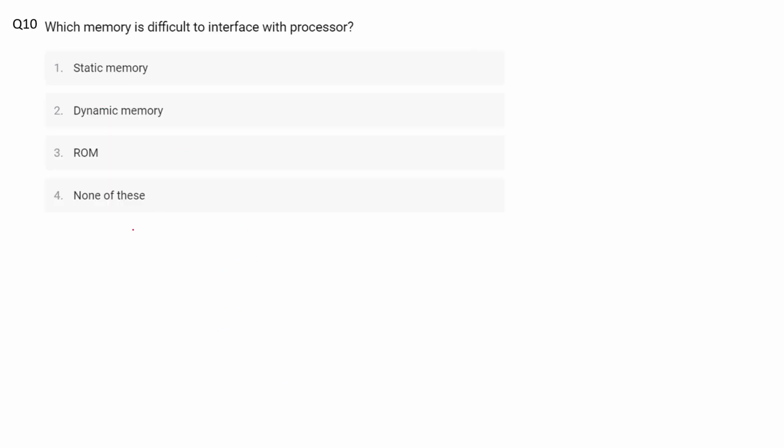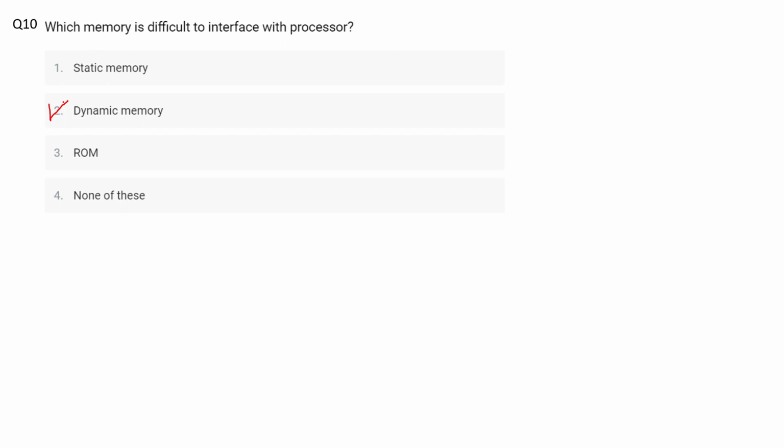Then, which memory is difficult to interface with the processor? 1. Static memory, 2. Dynamic memory, 3. ROM, and 4. None of these. Among these options, dynamic memory is quite difficult to interface with the processor. If you look at this table, the memory hierarchy, these cache memories, L1, L2, L3 cache, are quite interfaced with the processor. They are simply made up of SRAM cells, and then they have the dynamic memory in main memory, which in layman terms we call RAM.